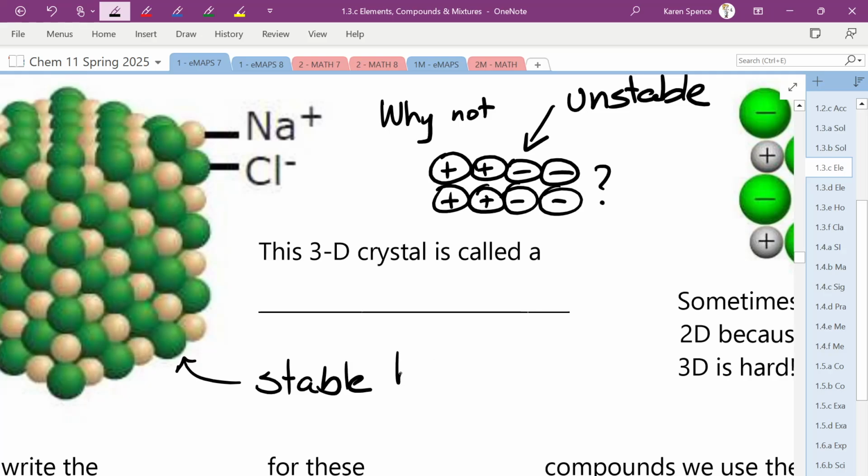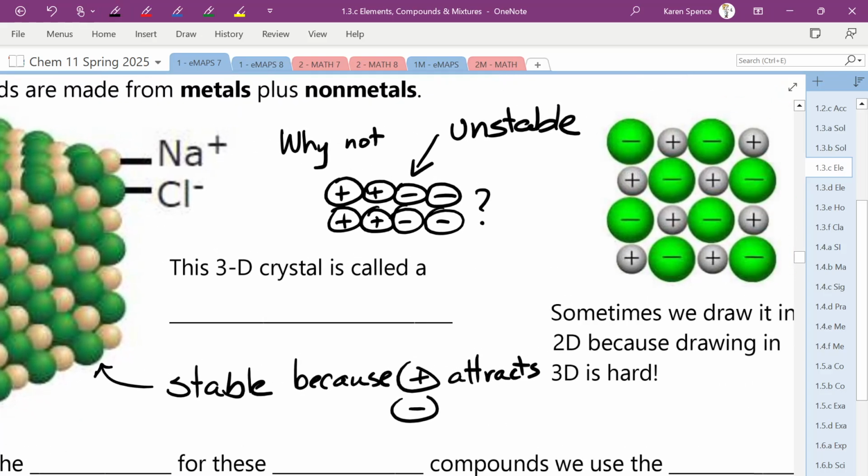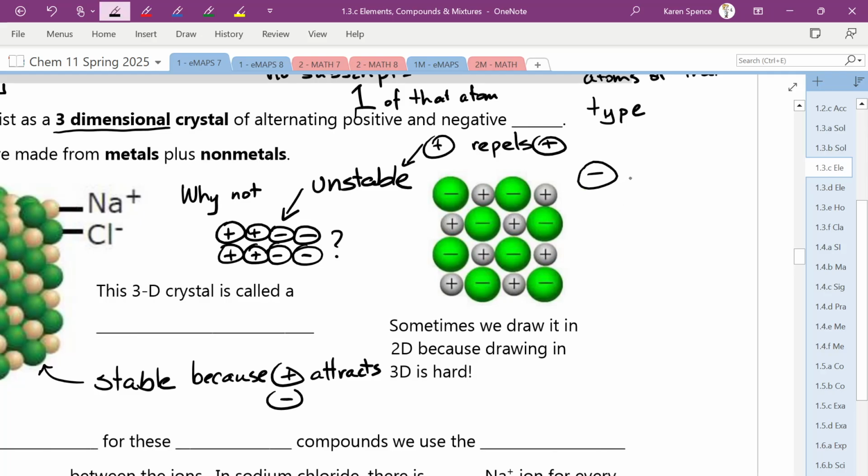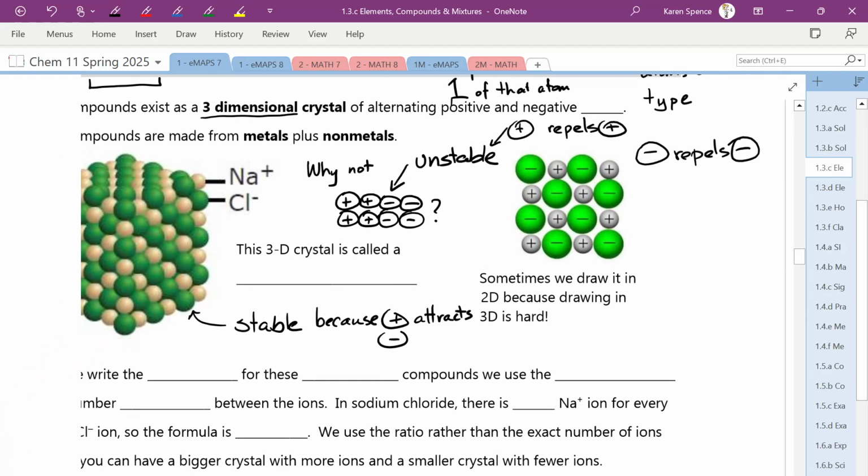Okay? This arrangement, on the other hand, is stable because positive attracts negative, whereas positive would repel positive and negative would repel negative. Okay?